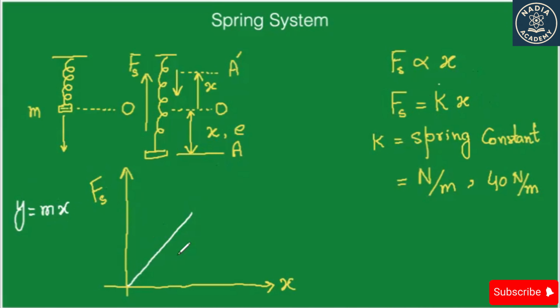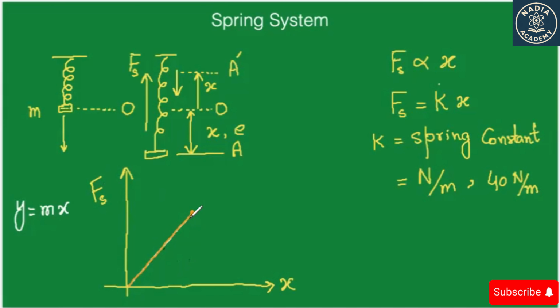Okay, now if, for example, we say that here we applied this force and we have the extension up to this point. Now, from this point, we are going to reduce the spring force or reduce the extension. Then what will happen? This spring will be coming back towards its original position, to its mean position.